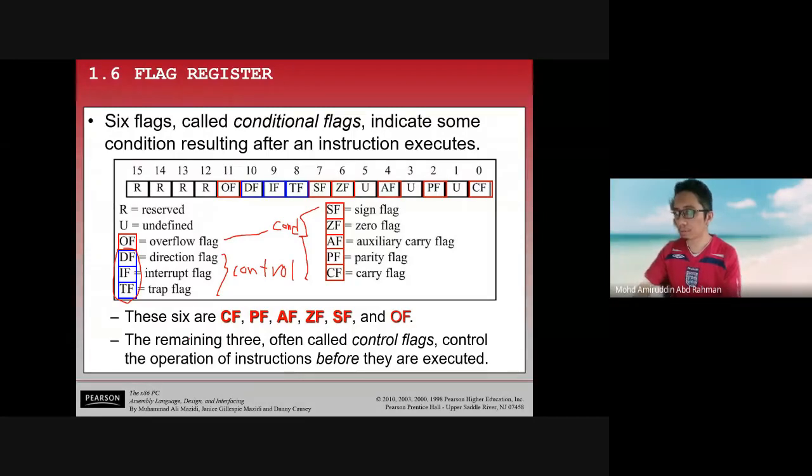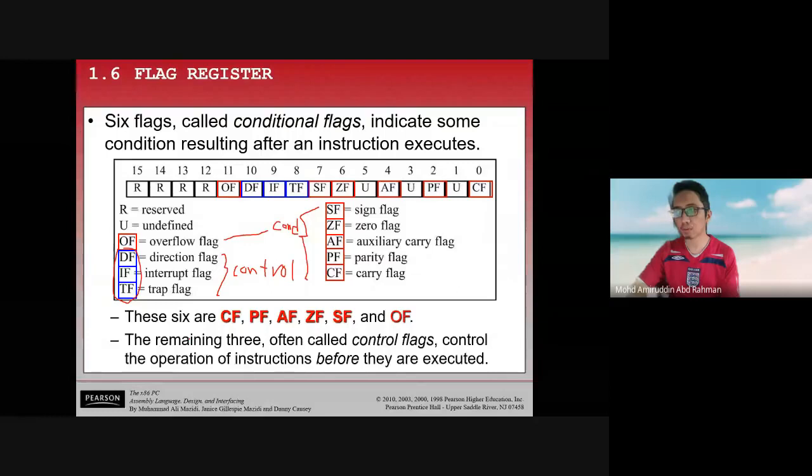All right. So what's the difference between conditional and control? The control flags affect the operation of instructions before they are executed, but the conditional flags are set after instructions are executed. Okay, so that's the difference between conditional and control flags.